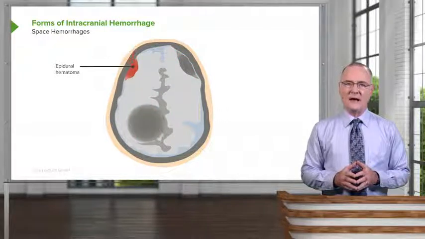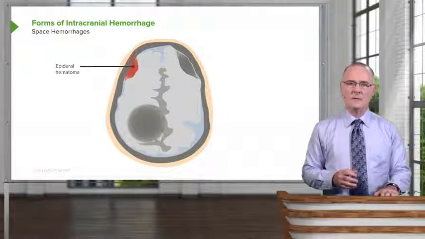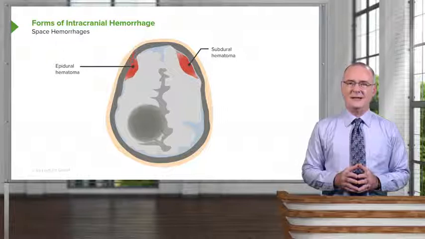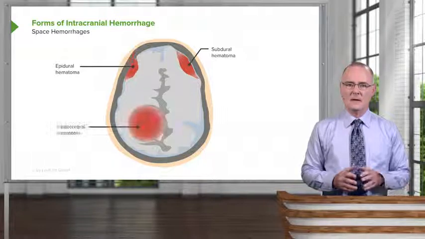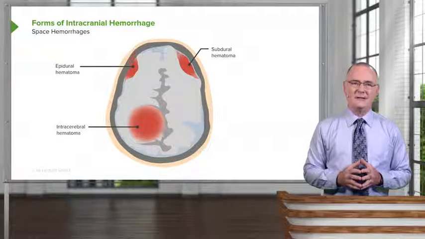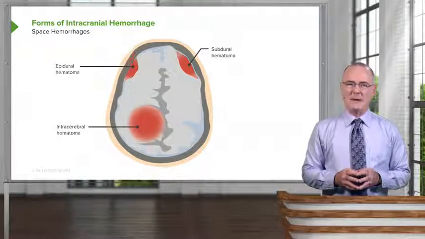One form is that of the epidural hematoma, as we see here. A second form of a space-occupying hemorrhage is the subdural hematoma, labeled here on the right side. And then the third and final form of a space-occupying lesion is going to be the subarachnoid hematoma.